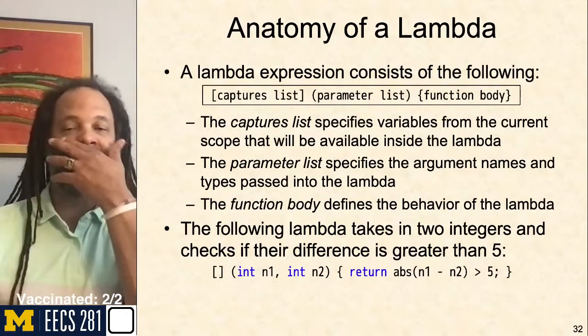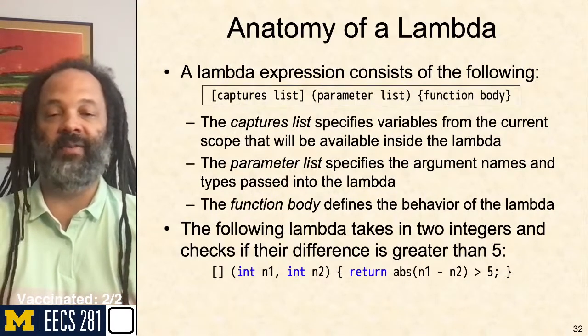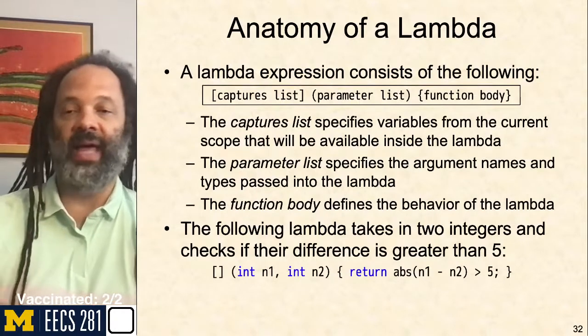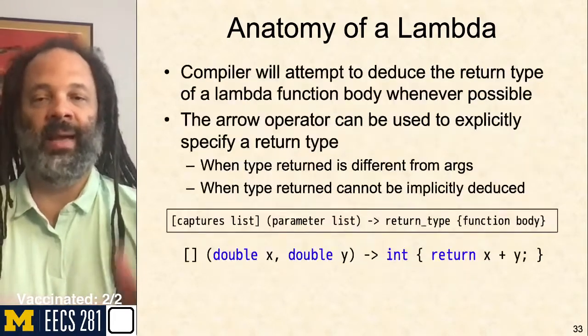So this is a simple lambda that I pass two ints to, and it just tells me yes or no, they're farther than 5 apart. If they're farther than 5 apart, I get a true. If they're not, I get a false. So I could use that in any one of my STL functions. That's the way a lambda works.